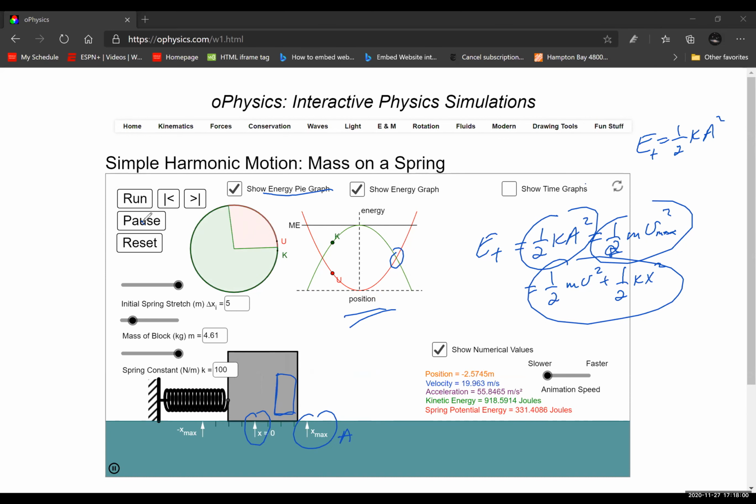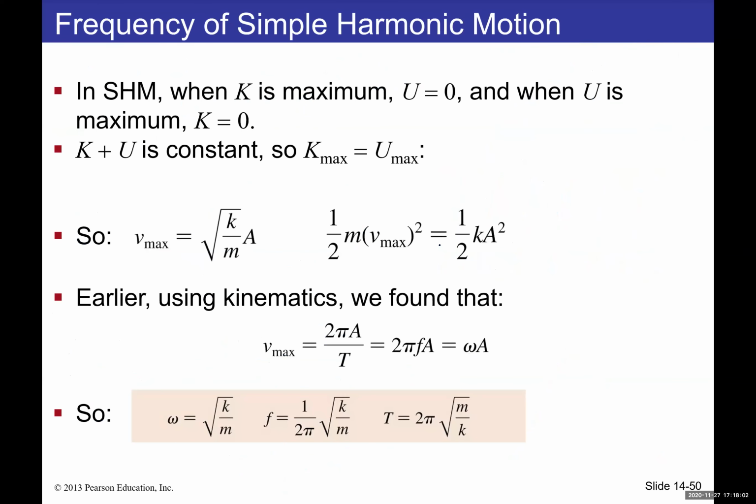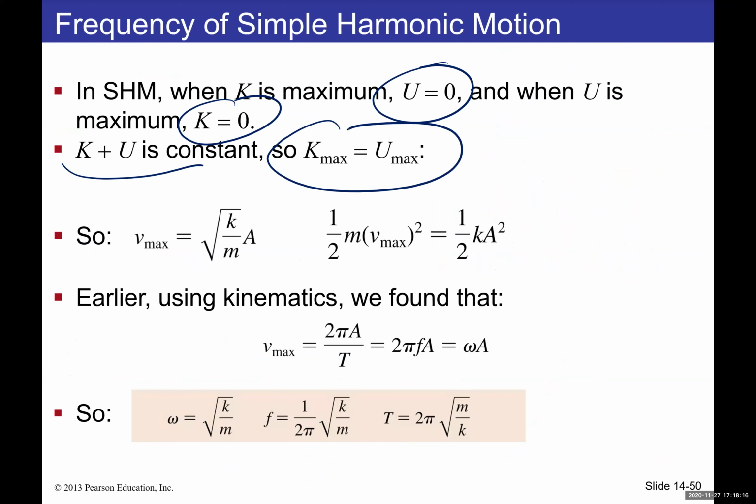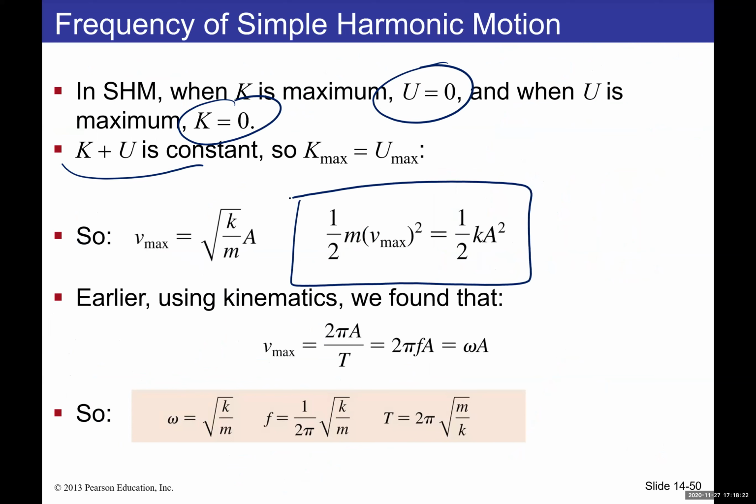All right. So we have maximum kinetic: when the kinetic is maximum, potential is zero, and when the potential is maximum, kinetic is zero, right? So then K plus U is constant. So we can again say this, right? K max equals U max.